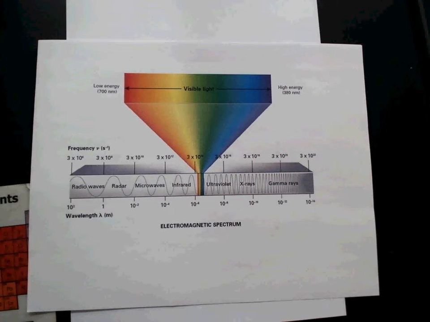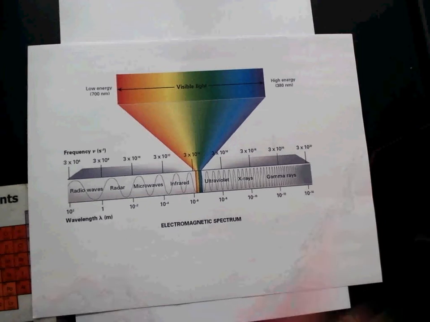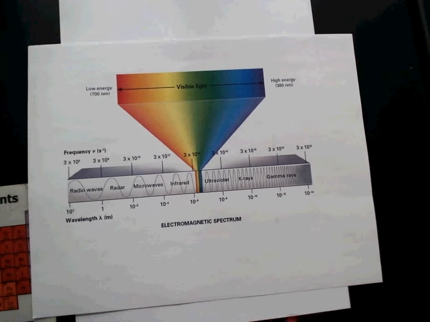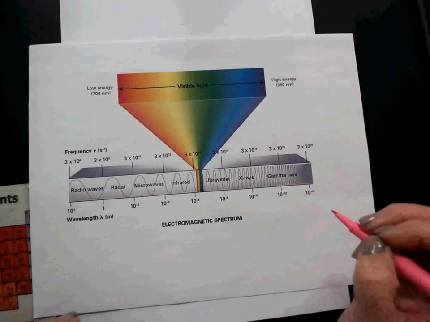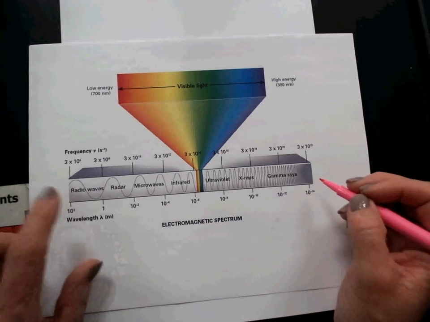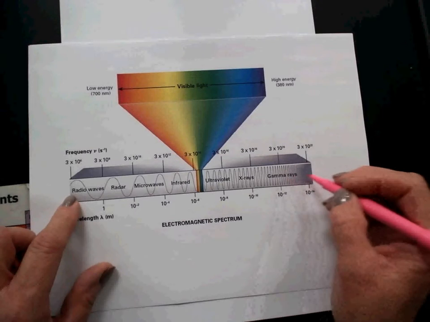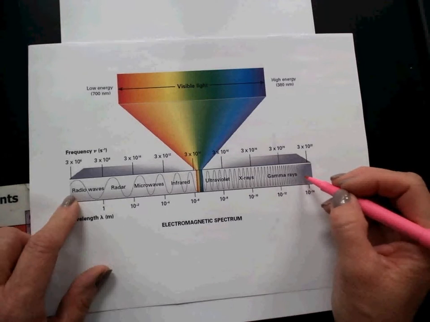So when you look at this, there are two things on here that I really want you to pay attention to. First of all, this whole thing is called the electromagnetic spectrum. You should know that. And this one shows you from radio waves all the way through gamma rays. If you look at the bottom, does everybody see that? Yeah?